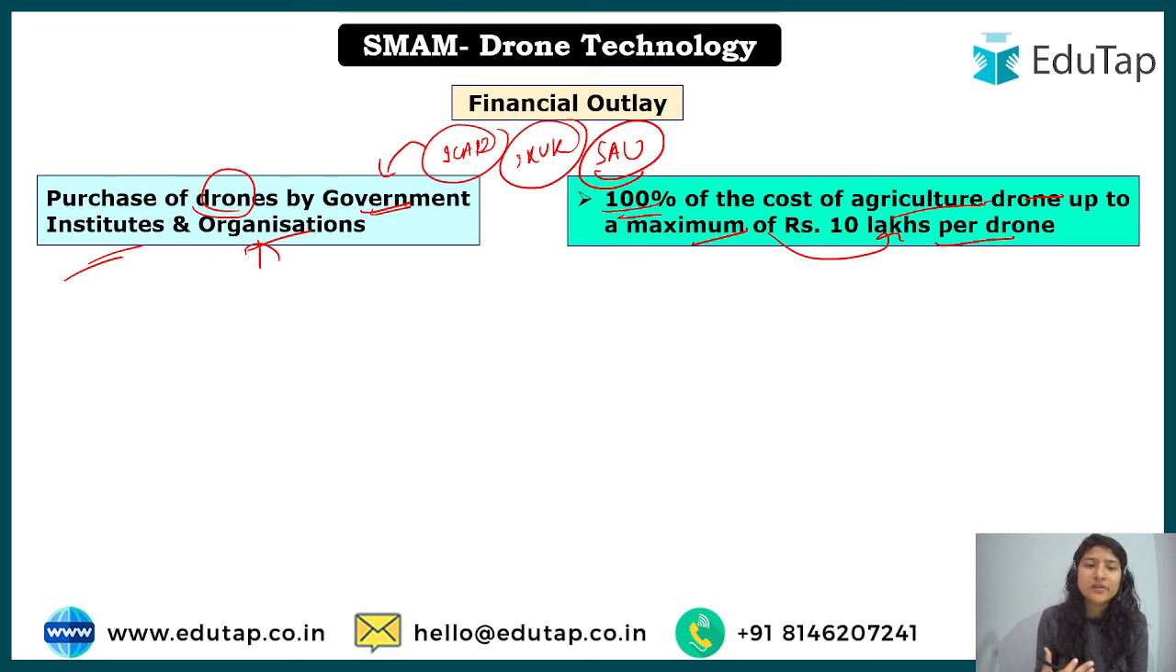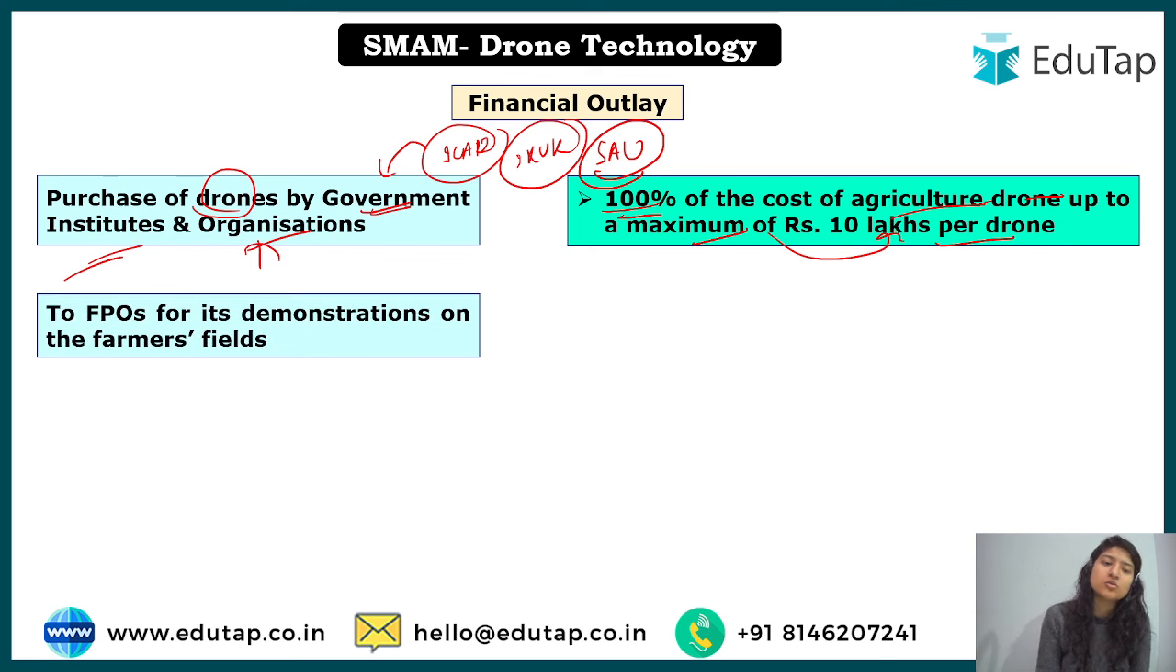What does it mean? If, for example, GB Pant University buys a particular drone at 6 lakh per drone, then 100% will be given by the central government, so 6 lakh will be given by the government only. But if I buy a particular drone of 11 lakh, then 10 lakh will be given by the central government, and 1 lakh the university itself would have to pay. Okay, so this is for the purchase of the drones.